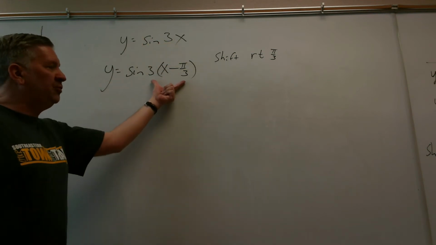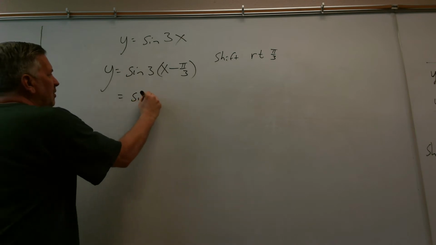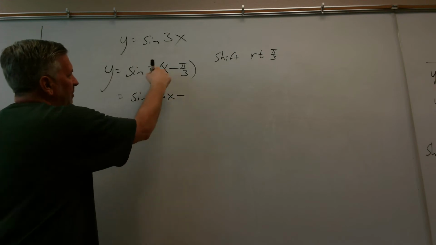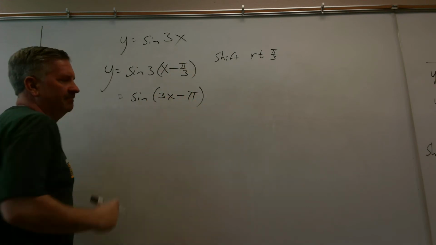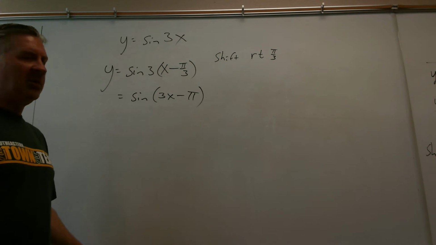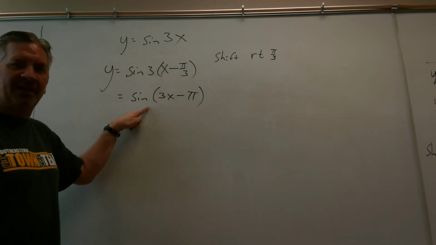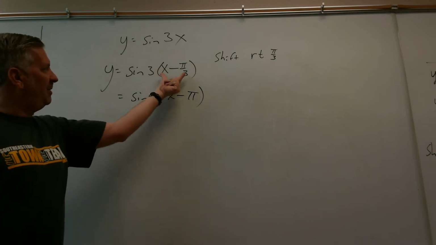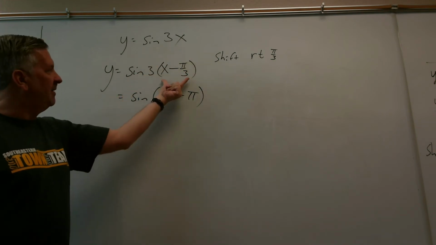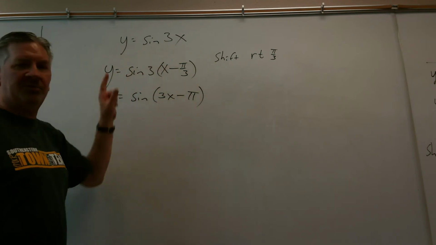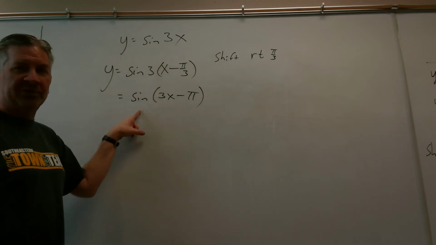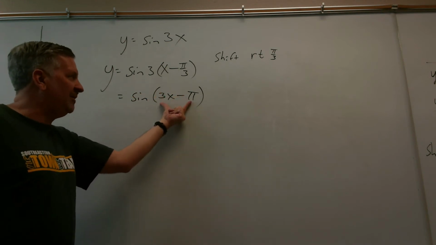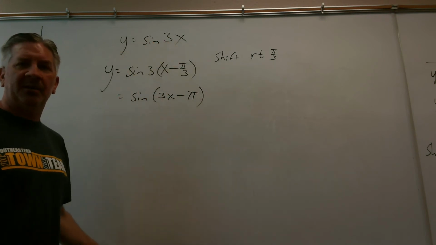Now if you wanted to simplify this, you could distribute the 3 into the parentheses. You get 3x minus 3 pi over 3, which is just pi. Now be careful. These two functions are exactly the same. All I did was distribute a 3. This is a shift to the right, pi over 3, of this one. All I did was distribute the 3, which means this function is also a shift to the right, pi over 3, compared to this one.